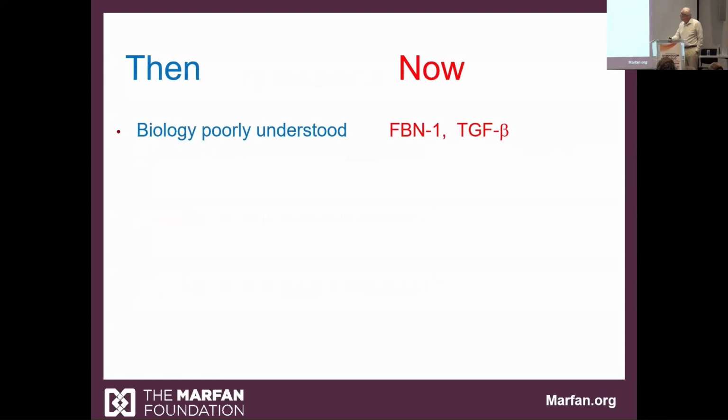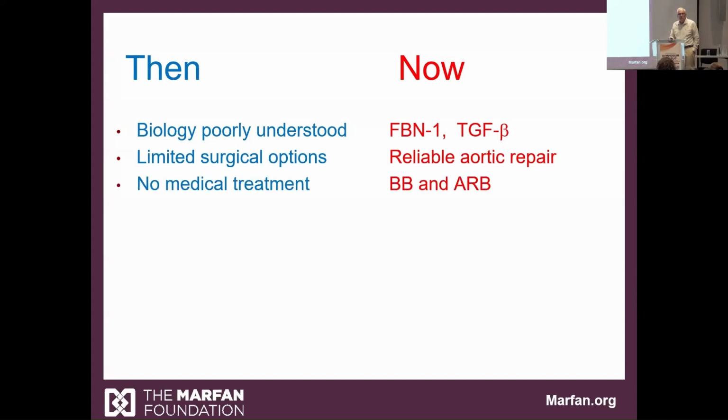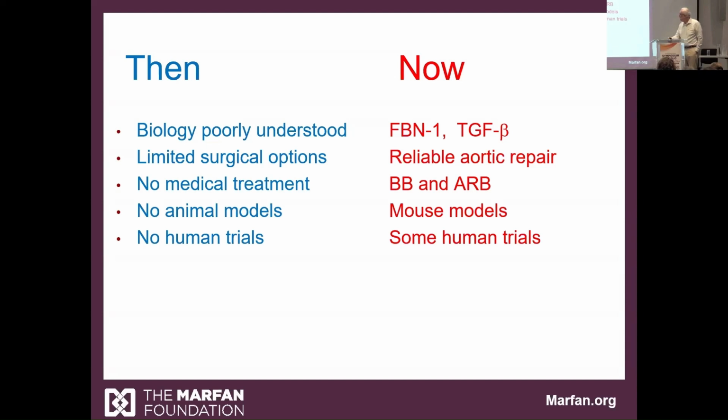So back when I first saw my first Marfan patient, the biology was less well understood, and today it's better understood. Now we have very good surgery compared to the past. We now have medical therapies that we did not have. We have animal models. We did not have those before. We now have human trials. And now we understand that it's not only Marfan syndrome. In 1980, when I saw my first patient, my concept was Marfan syndrome and nothing else. But now we understand it's a family of genetic aortopathies.